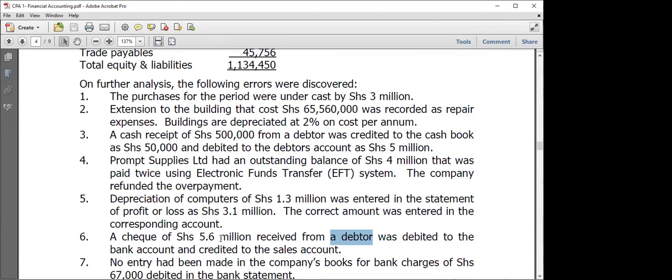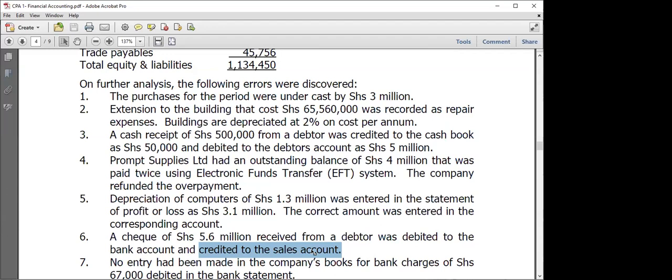So the 5.6 being received from the debtor and debited to the bank account was done right. But the error is us crediting our sales account, because the sales account is not supposed to be credited at this level, since we already credited it when we recognized the sale. Rather, what we should credit here is the debtor's account, because we have to write off the amount that we recorded in the debtor's account.